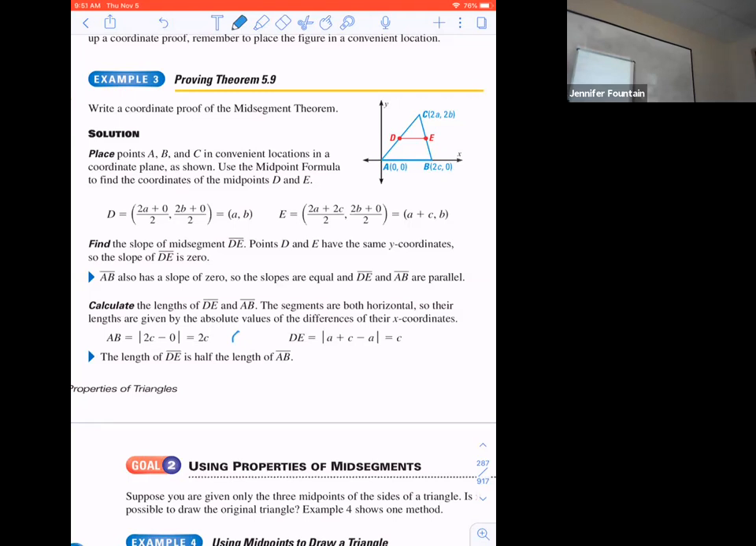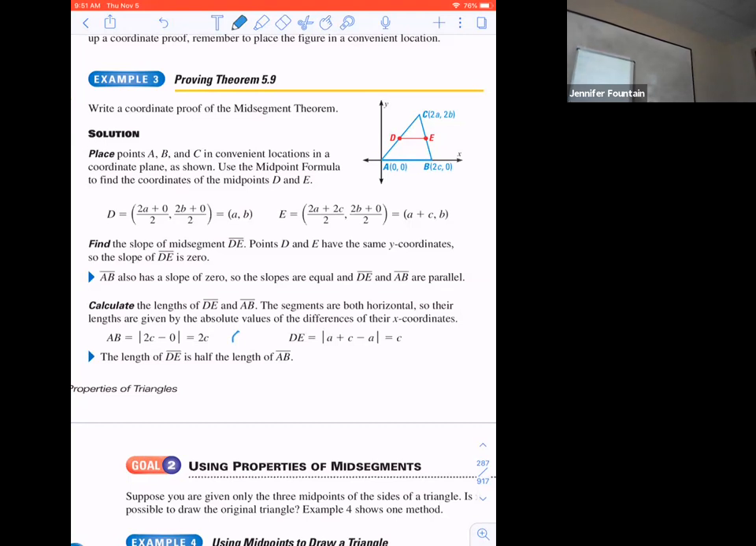Then it says find the slope of the mid-segment. D and E are going to have the same y coordinates. So the slope of DE is 0. Remember, because a slope of 0, horizontal lines. AB also has a slope of 0, so the slopes are equal, so we know that they're parallel. And then you have to calculate the lengths.